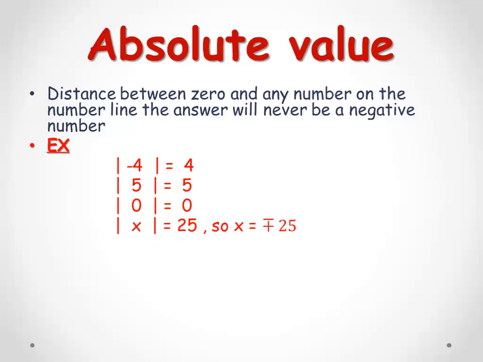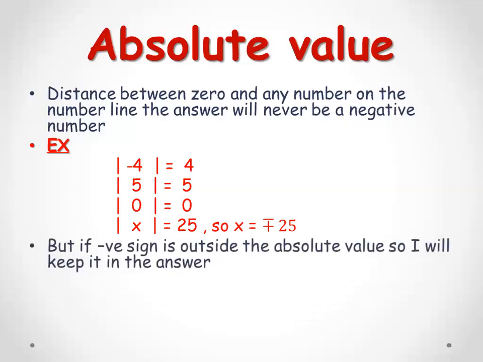Absolute value of x equal 25. So x can be negative or positive 25. Let's check. If I'm telling you I need the absolute value of negative 25, what is going to be your answer? Excellent, 25. And if I'm asking for the absolute value of 25, what's going to be your answer? Yes, excellent, it's going to be 25 also. So absolute value of negative 25 and absolute value of 25 equal 25. So x can be positive or negative 25.